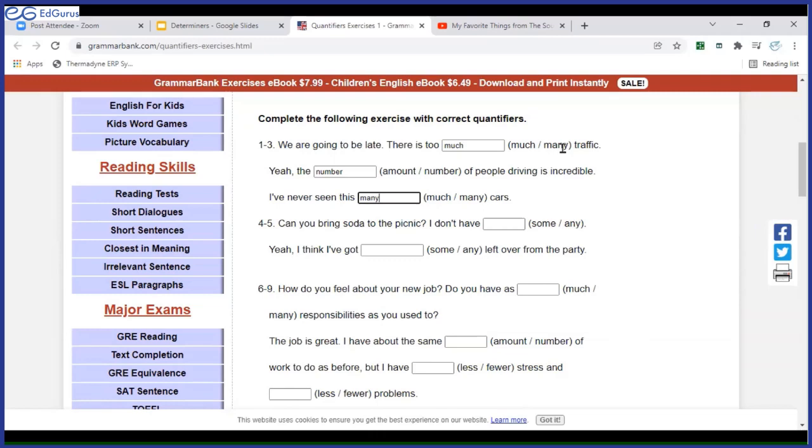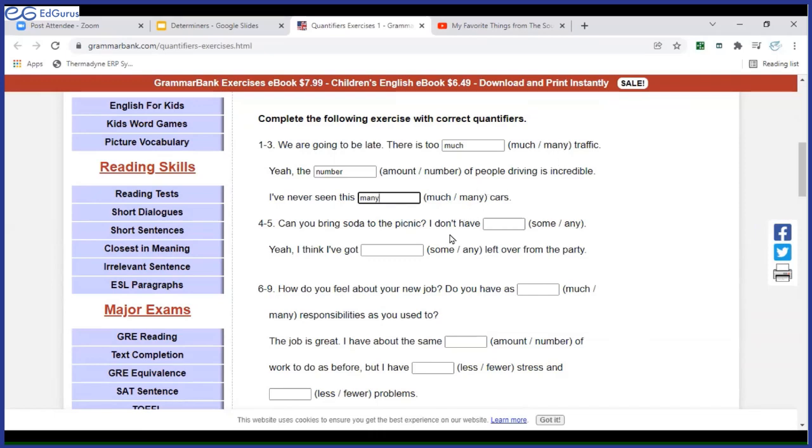Yes, ma'am. And then you said, the number of people. Rightly, you chose number because people is countable. People can be counted. Men can be counted. But if it was, the dash of crowd, driving is incredible, then it could be amount. It could be size of crowd because that is uncountable. All right. Okay. Let's come to the next.